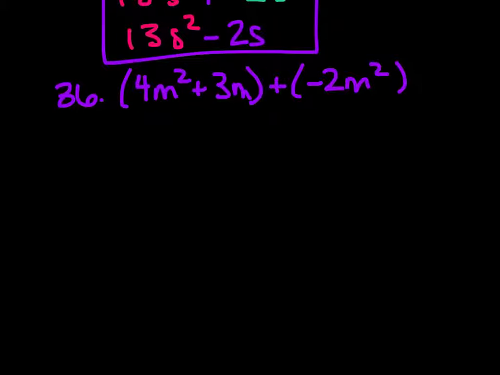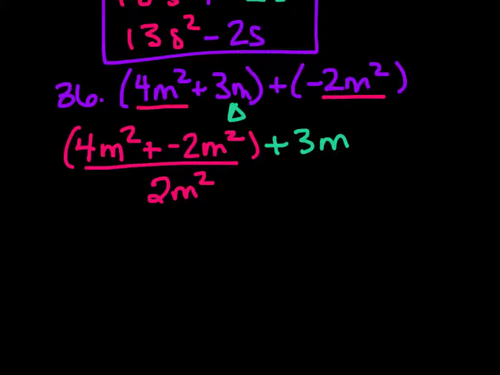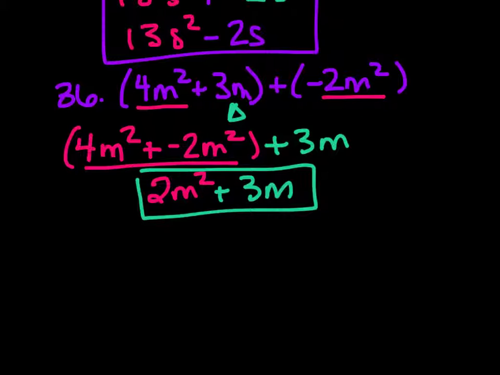So combine like terms. I see an m squared here, and I see an m squared here. This m, not the same thing, something different. This is apples and oranges. So let's not make fruit salad. Let's keep these apples separate. So we have 4m squared plus a negative 2m squared, and then plus 3m all by itself. So 4m squared plus a negative 2m squared equals 2m squared, and plus 3m, it's in standard form, final answer. Our next problem, number 40.